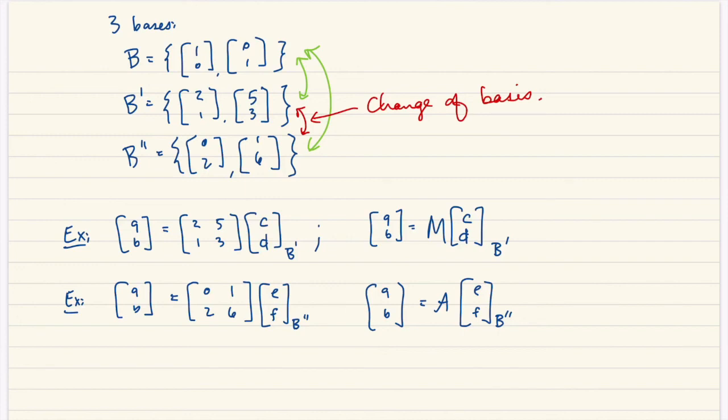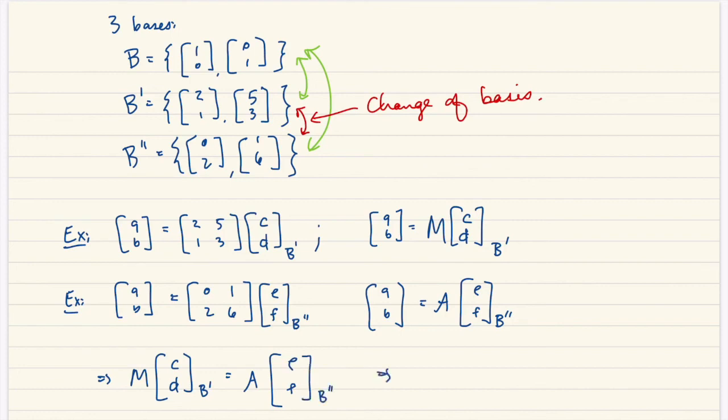And again, I want to just figure out how to go from one to the other, say from B prime to B double prime. It doesn't really matter which direction we go. If we have a formula to go from one basis to the other, then it's got to be true in reverse. Since these are both equal to the vector AB, they must be equal to each other. So this implies that the matrix M times CD relative to B prime is equal to A times the vector EF relative to the basis B double prime.